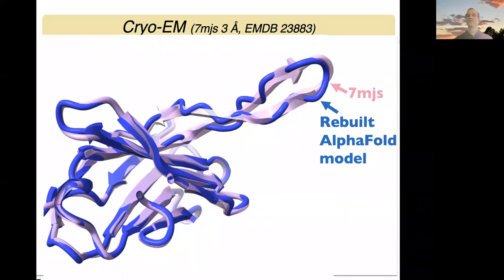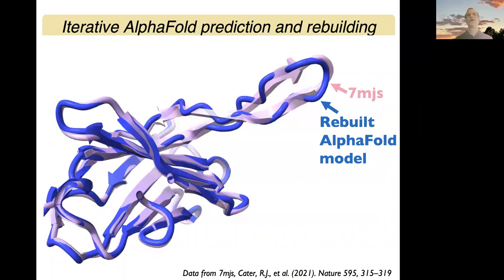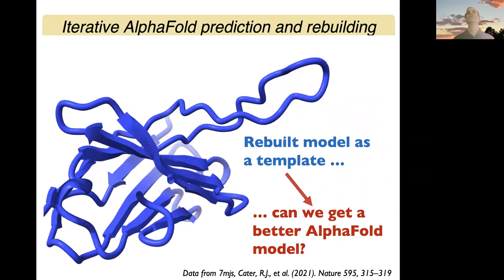So that brings us to our third part. We can make AlphaFold prediction better if we have some experimental data. So here's that picture we just saw. We rebuilt this model using our density map, and now we have a new model. What if we use that rebuilt model as a template in AlphaFold prediction?